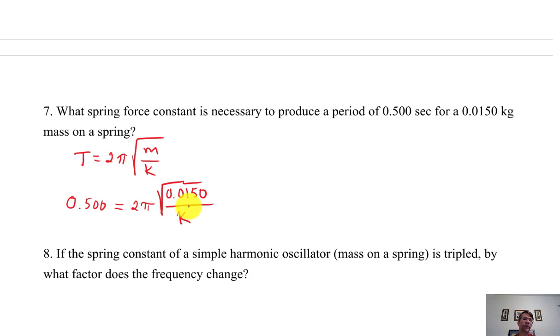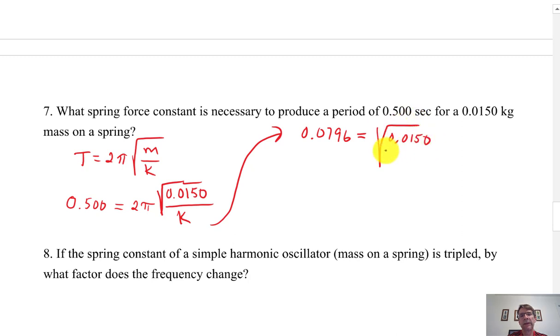So what I would do is I would take the 0.500, divide by 2 pi. Divide by 2 and divide by pi. So divide both sides by 2 pi, and you end up with 0.0796 equals the square root of 0.0150 divided by k. So I divided both sides by 2 pi, which is like 6.28.